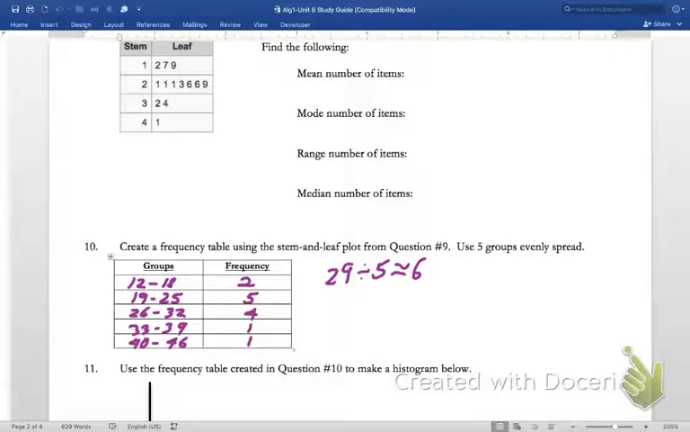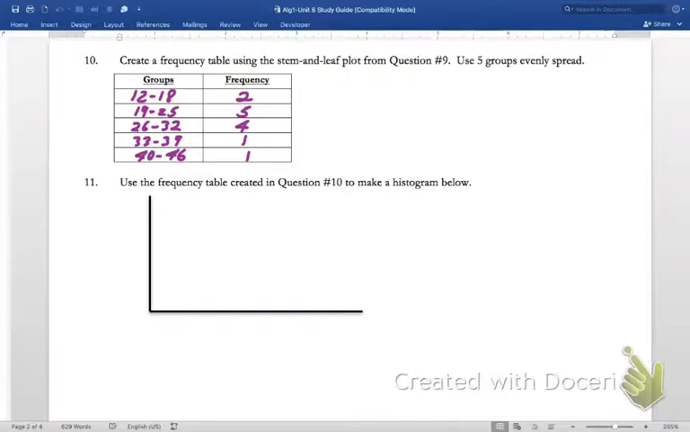And now I can go and build my histogram based on that. And here we go with the histogram. So we're going to start on the x-axis with 12. Use every first number, 19, 26, 33, 40. And if we had another group, it'd start at 47. Our frequency goes up to 5, so you know what? I'm going to go by 2: 0, 2, 4, and 6.